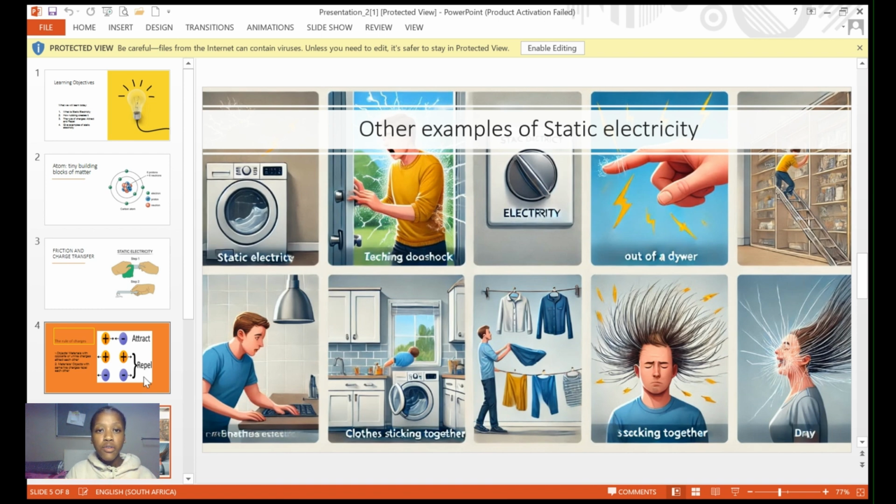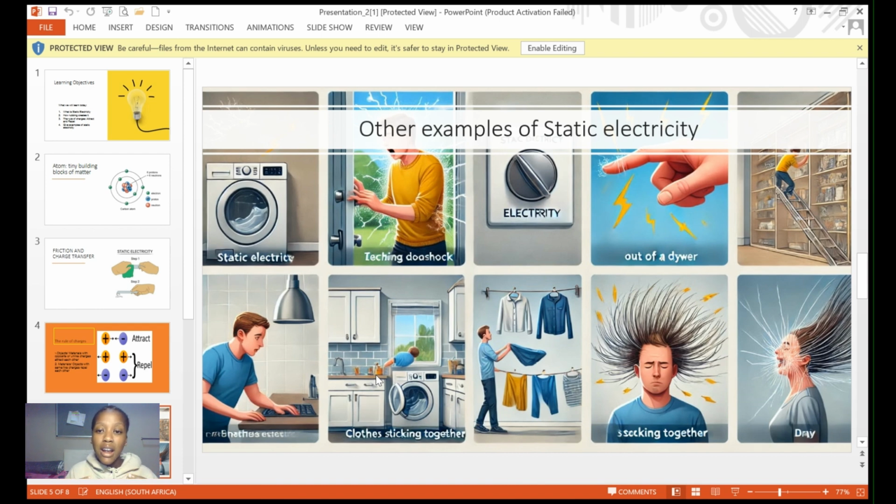Now we're going to move to another example of static electricity. Static electricity does not only occur on rulers. I know we already gave the example of a ruler, but it can also occur on the door. When you touch the door handle, then you experience a shock. And also when your clothes stick together after using a dryer. Another example that I can give is lightning, the way we see lightning formed.